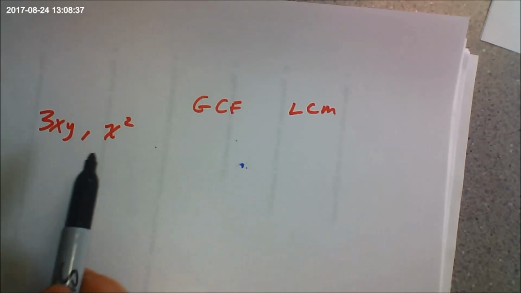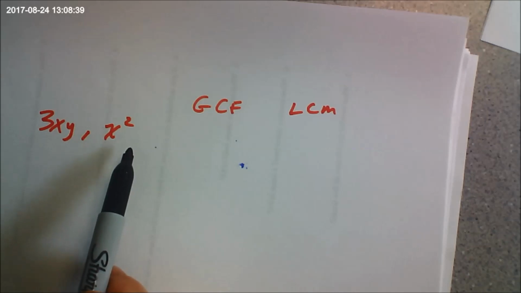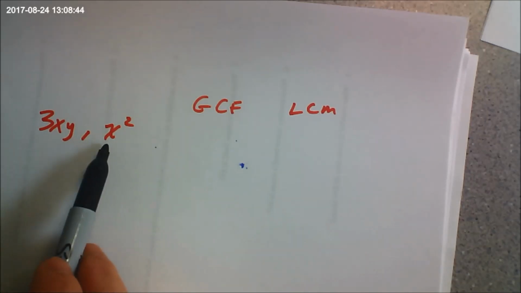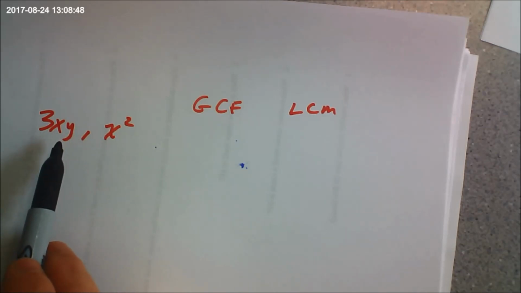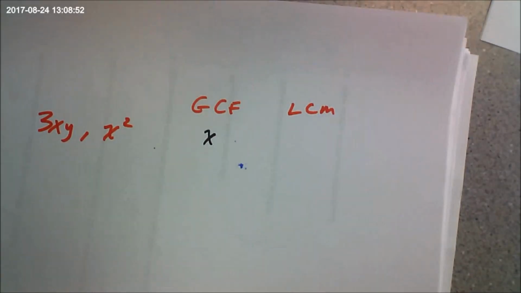Daniel said, now it was really interesting. Daniel was saying he doesn't know what to do. And then I just asked him the question, what's the biggest thing that both of these have? And he's like, well, that's x. That's the greatest common factor. What's the biggest thing they both have? That's x. Done. Right? It's easy. We're not even worried about the steps. We're just thinking about it. Now, the other part's a little trickier.